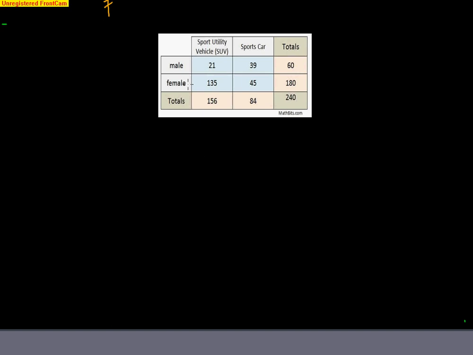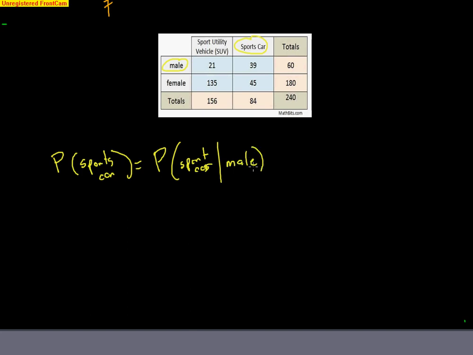So again, you could pick any of these. I'm going to pick male and I'm going to pick sports car. So I want to know, does the probability of me driving a sports car equal the probability of me driving a sports car given I am a male? Does me being a male impact the chance of me driving a sports car?